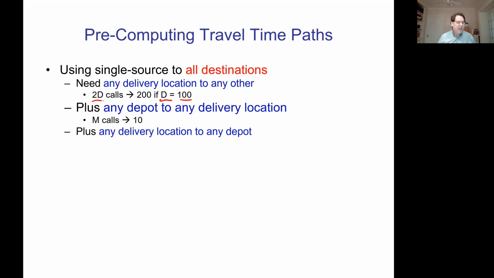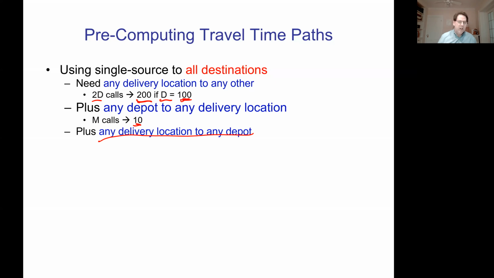And then at the very end of our courier delivery, we go from whatever delivery location we wound up to a depot. So we need to know from all of our interesting delivery locations, what is the travel time to each depot? How many calls do I have to make to get this? Okay, so if I had 100 delivery locations, I'm going to make 200 calls to get from each of those 200 start points, what's the delay to every interesting endpoint.